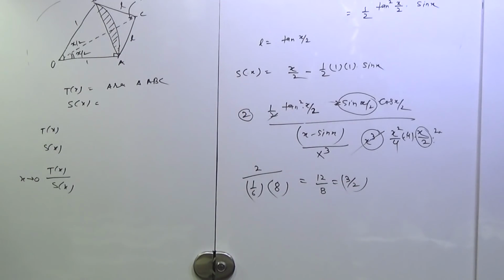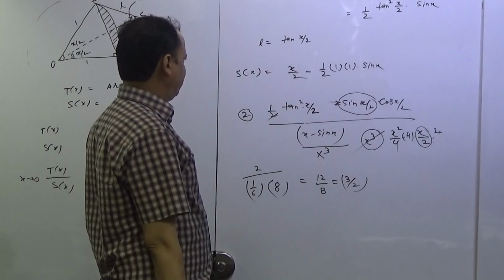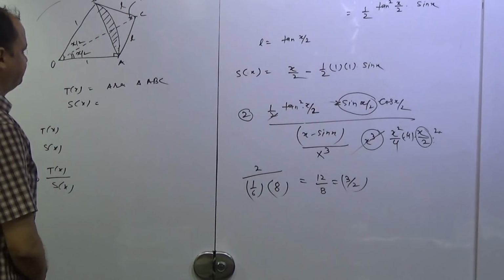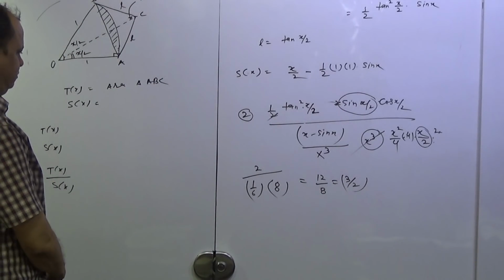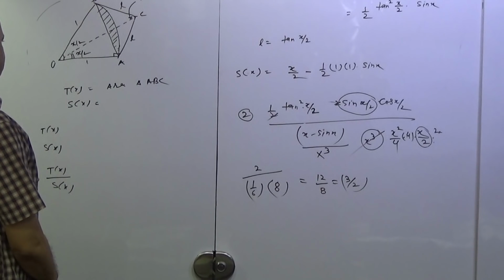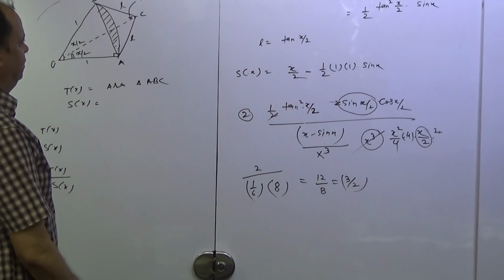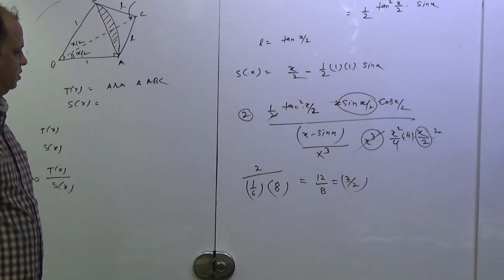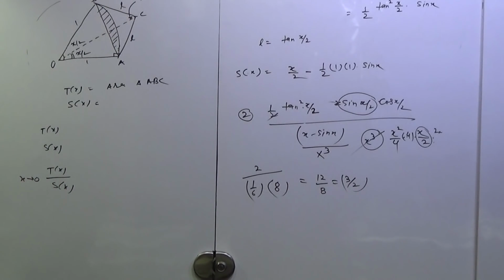Just verify the answer. No, sir, the answer is wrong. It is 1 by 2. Just look at the mistake if you have committed anywhere. x minus sin x divided by x cube is 1 by 6. That is correct. Look at S of x and T of x, if we have made any mistake.